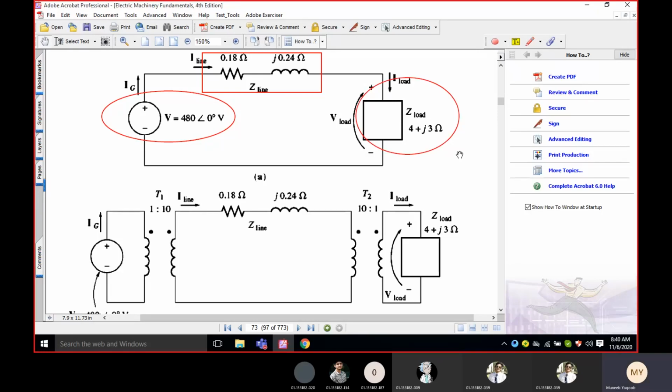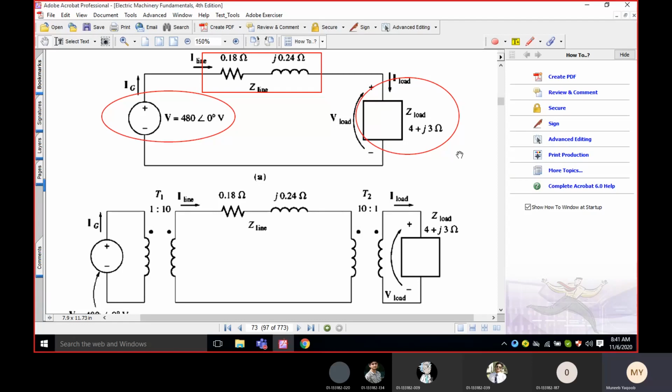Now what will happen in this scenario? We have generated electrical power, we are not using the transformer, and we are directly sending it to the desired load. So there will be two disadvantages of this scheme. Not using the transformer will be giving us two disadvantages. What are the two disadvantages?